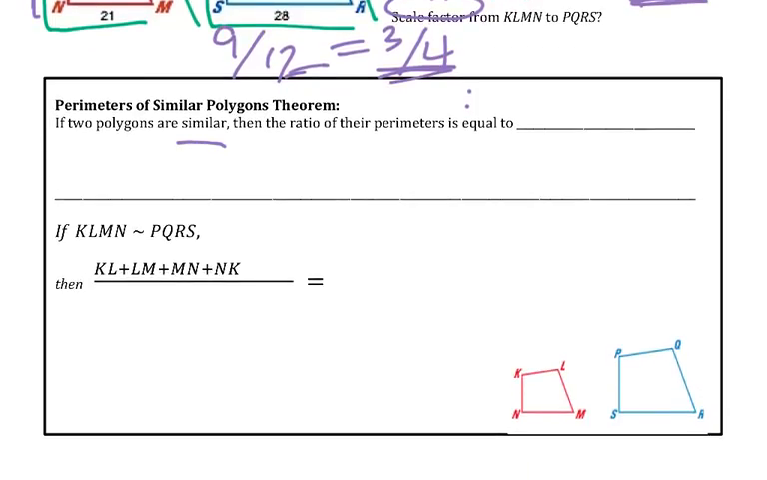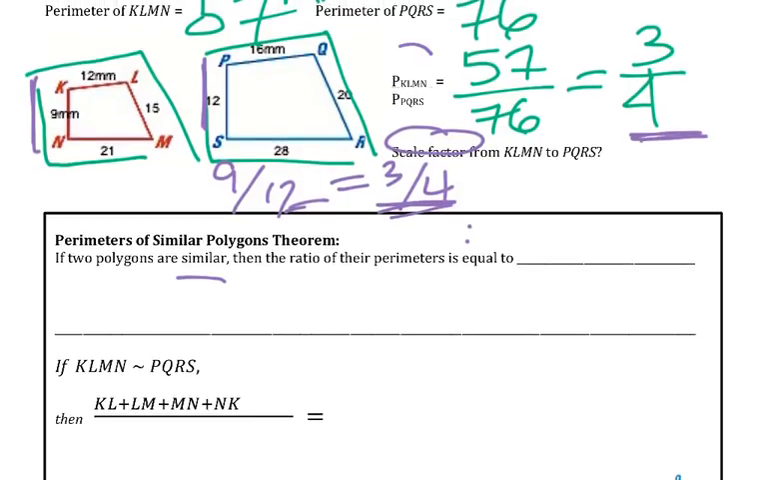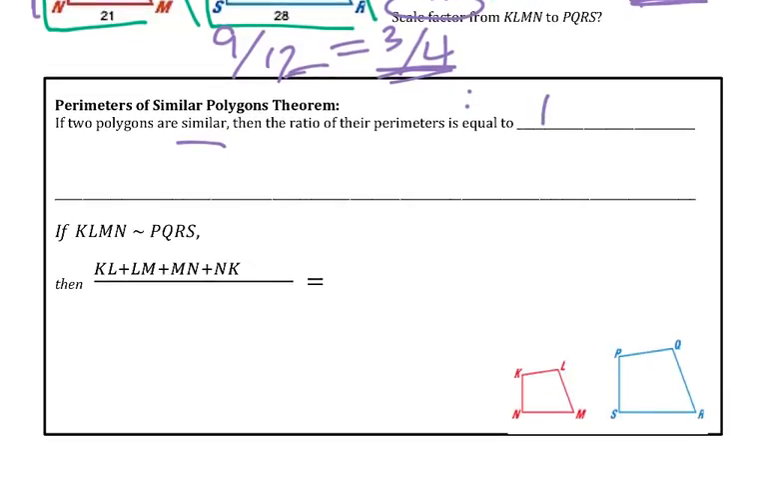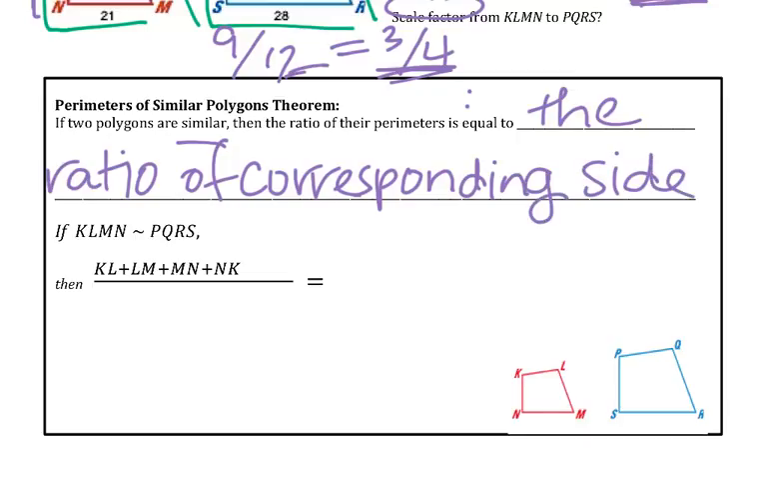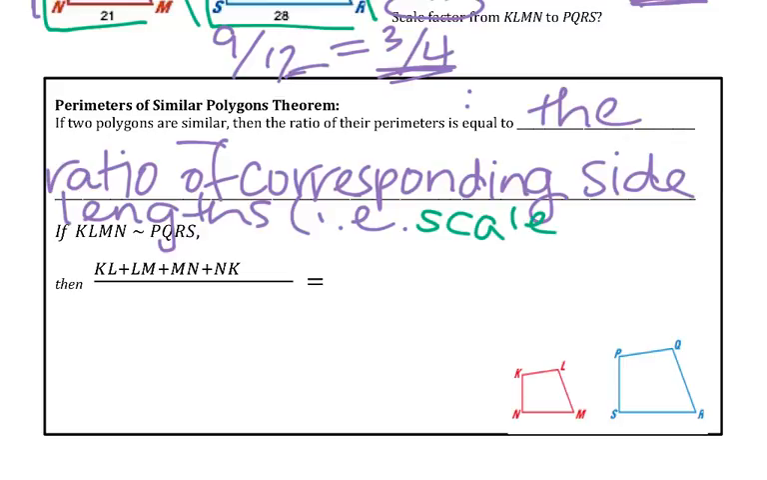So we can say if two polygons are similar, then the ratios of their perimeters, like we had up here with the perimeter of KLMN to the perimeter of PQRS, that ratio is equal to the ratio of, and we're actually going to say corresponding side lengths. Just like we took the 9 over 12, those were side lengths. So it's equal to the ratio of corresponding side lengths. Oops, I'm running out of space here. And the ratio of corresponding side lengths gives us the scale factor. So it's two different ways of describing this. So the ratio of perimeters is equal to the ratio of corresponding side lengths, or we could say the ratio of the perimeters is equal to the scale factor.